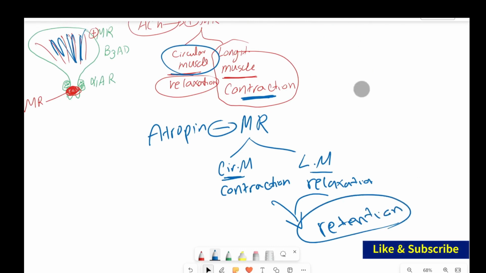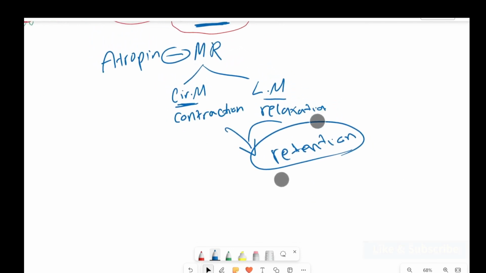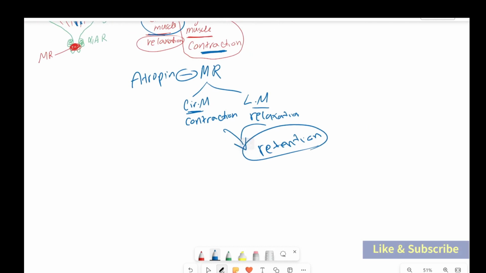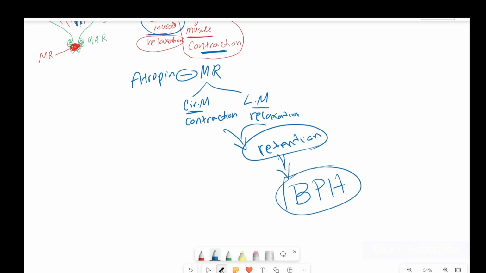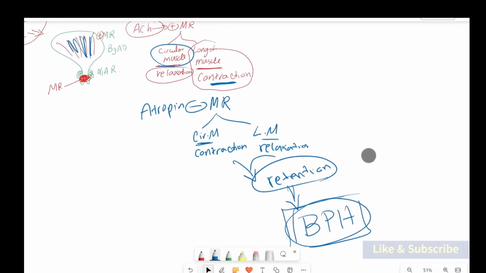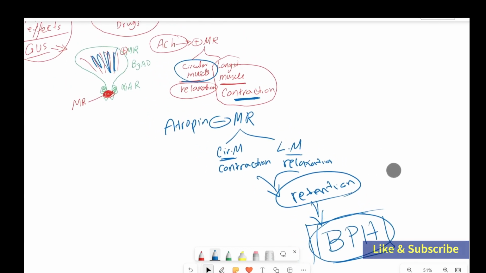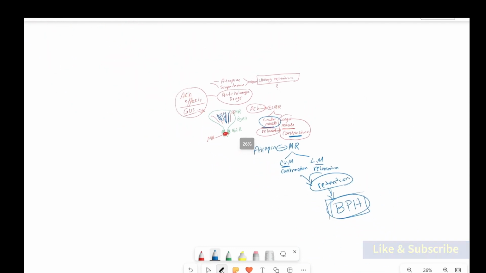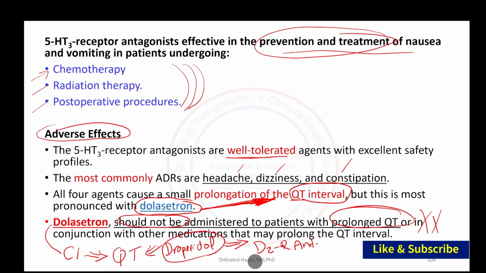This gives us an important concept: be very careful when you prescribe this medication to patients suffering from benign prostatic hypertrophy, because these patients already suffer from a form of urinary retention, and if you prescribe this medication, you aggravate the symptoms. Therefore, we don't recommend using this medication in patients with benign prostatic hypertrophy. So we answered the question.